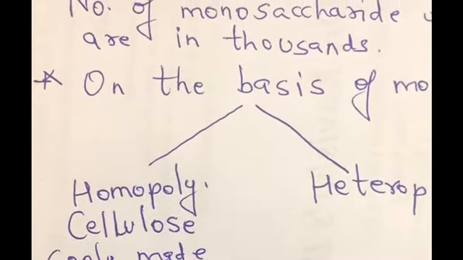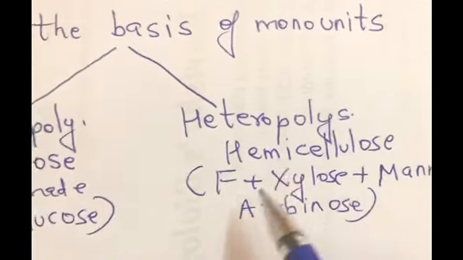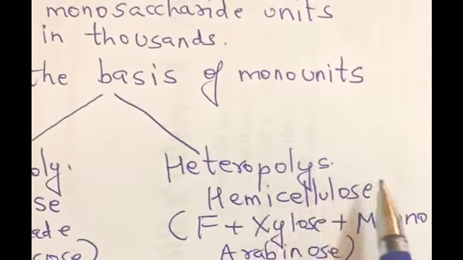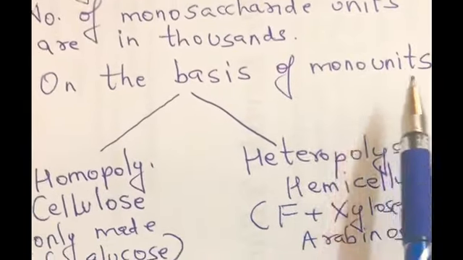And for example, for heteropolysaccharide, if we take the example of hemicellulose, we see that it's made up of various kinds of monosaccharide units. For example, it's made up of fructose plus xylose plus mannose and arabinose. So as the name says, hetero means various types of monosaccharides are bound together. So therefore we can see the difference in the mono units.